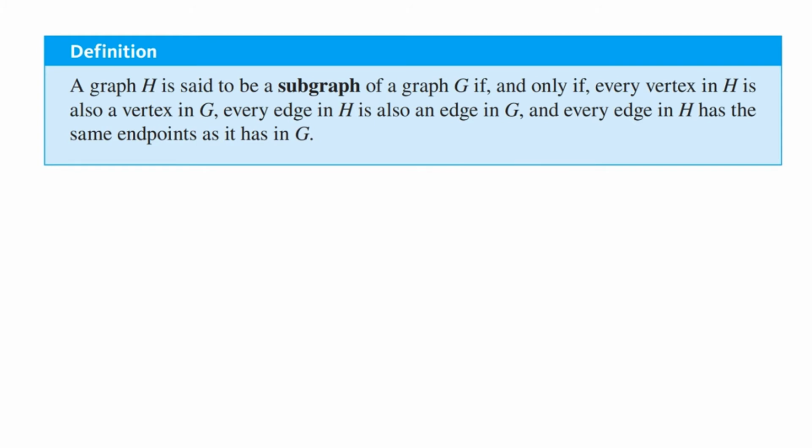A graph H is said to be a subgraph of a bigger graph G if and only if every vertex in H is also a vertex in G, every edge in H is also an edge in G, and every edge in H has the same endpoints as it does in G.